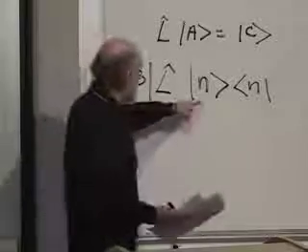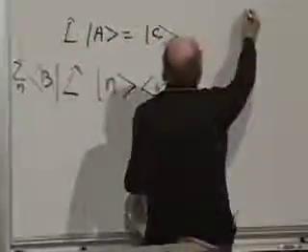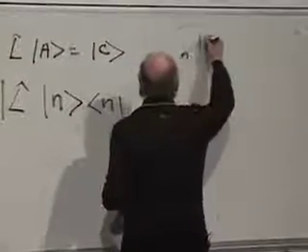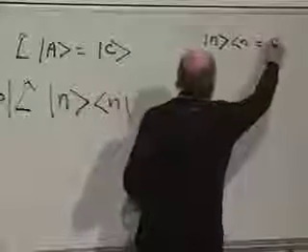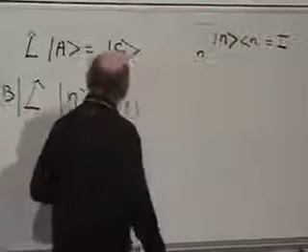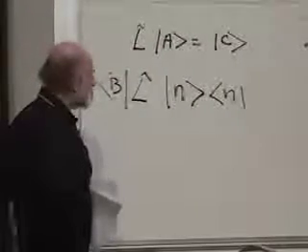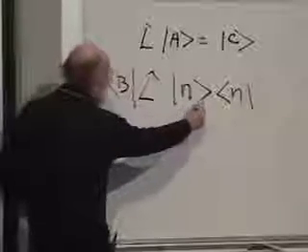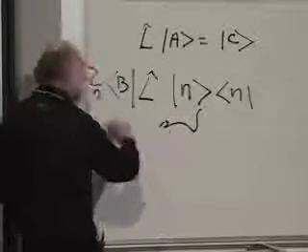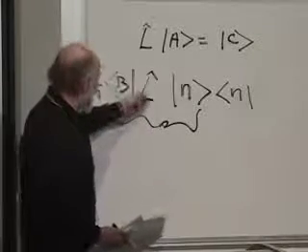According to the principle that when you sum over n, you get the identity, the sum over n of |n><n| is the identity operator. I haven't done anything. This is L on B. Okay? But now I can define this object over here in the obvious way.